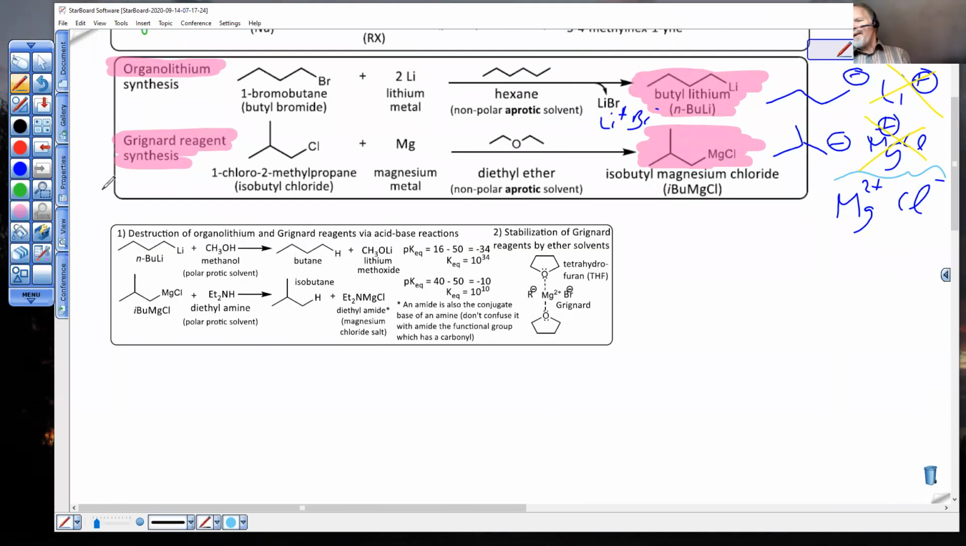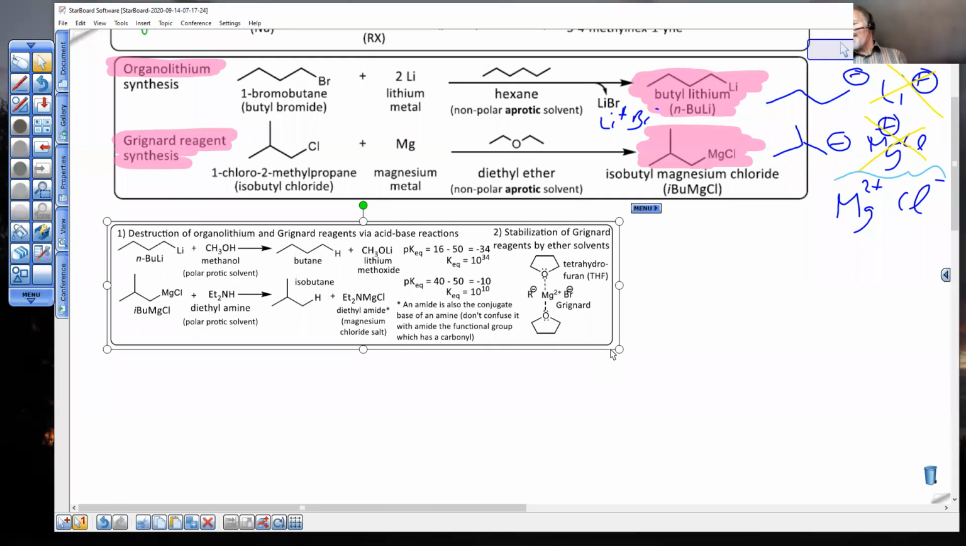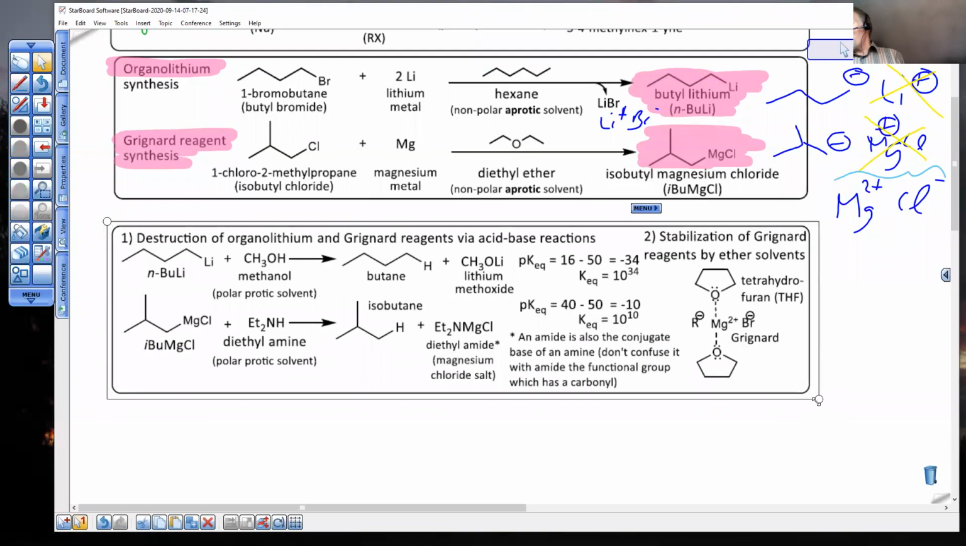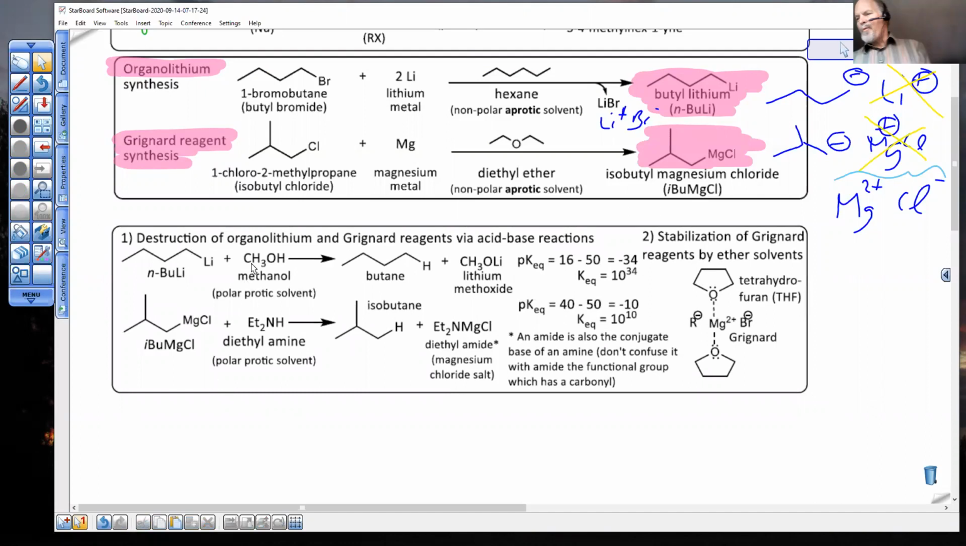And here's a reminder how you could destroy organolithium compounds and Grignards. If you've mistakenly used a solvent that has some kind of proton, methanol, pKa, it's a low for an alcohol, it's 16, but the fact is it's below 50, and you made your butyllithium into butane, and that is not what you want to do. Similarly, diethylamine with a pKa of 40 would protonate isobutyl magnesium chloride, giving you isobutane, not a happy result.